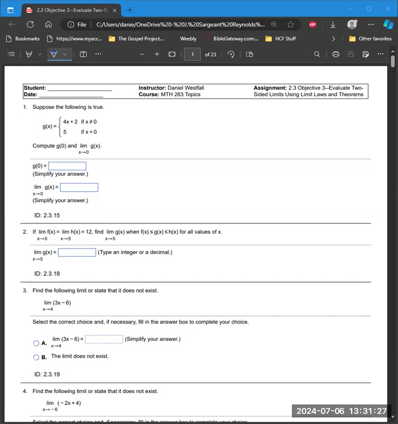Let's first compute the limit of g of x as x approaches 0. So that's going to be... g of 0 is going to be 5. But when we stick a 0 in up here to calculate the limit, 0 plus 2 is 2.